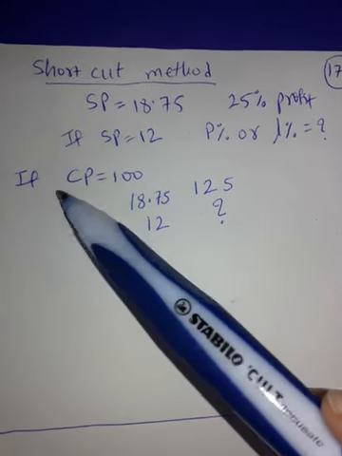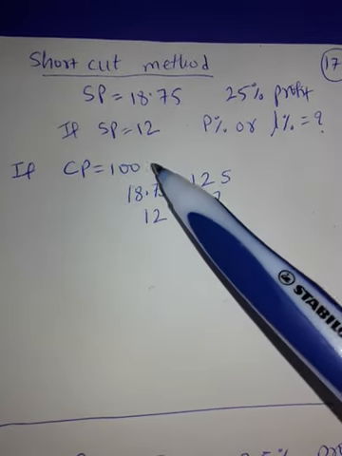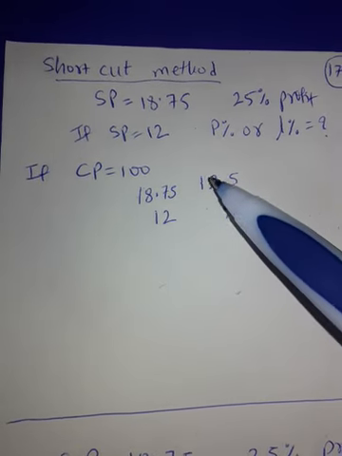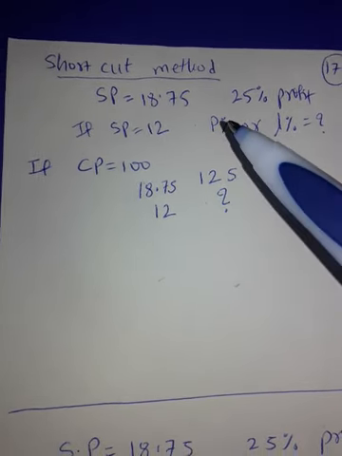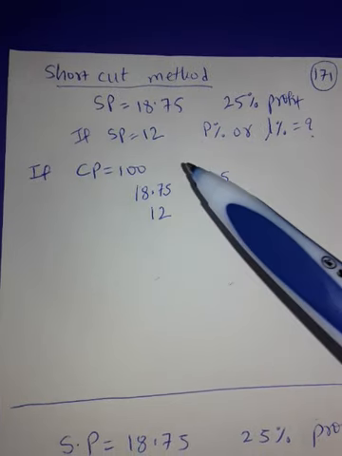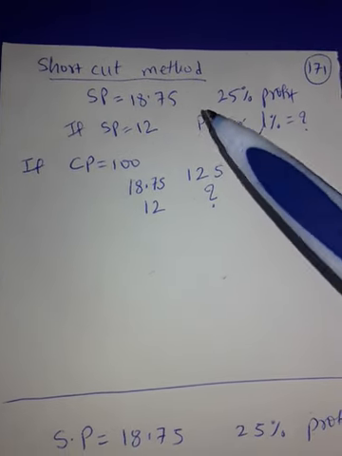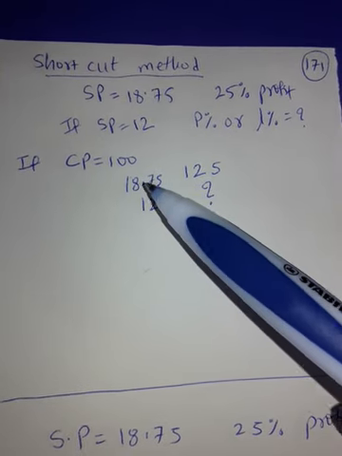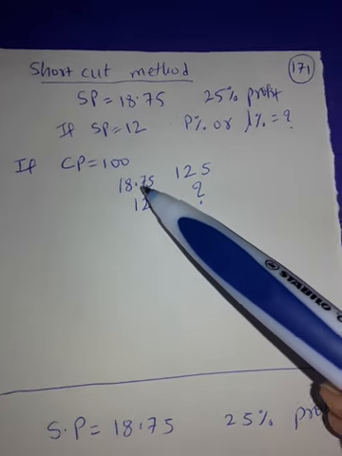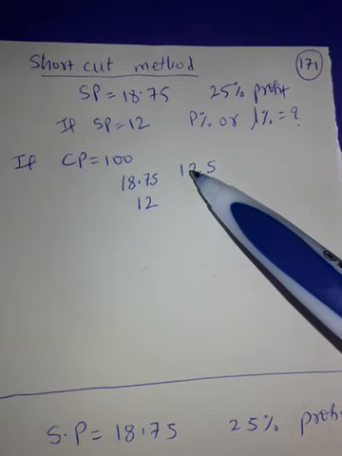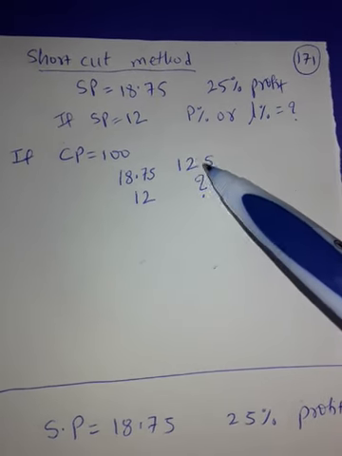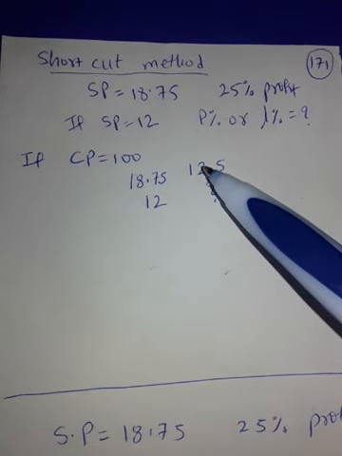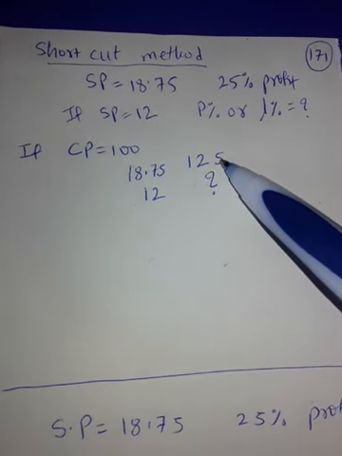We start like this. If CP is 100, 25% profit, that means SP should be 125. If CP is 100, SP should be 125. But what is the actual SP? 18.75. So 18.75 is equivalent to 125. Getting it? 25% profit. So 18.75 is equivalent to 125.